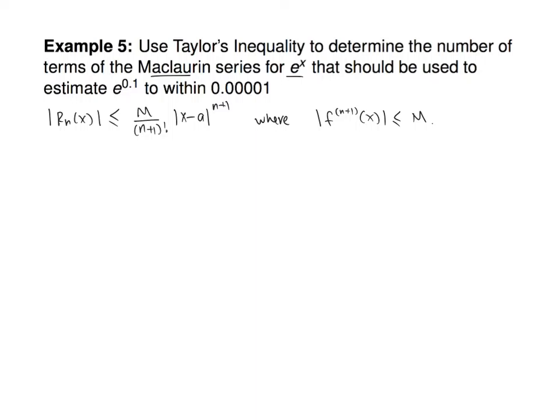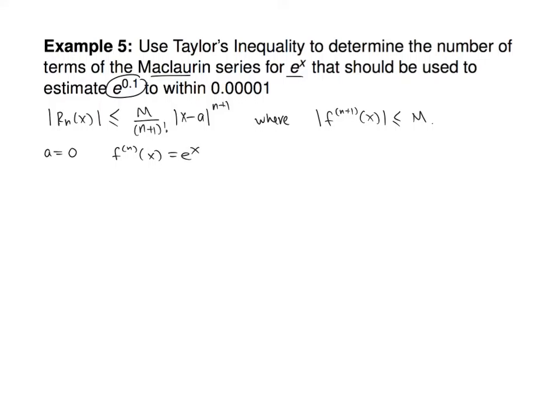So first of all, what do we know? We know that a is equal to 0, because we have a Maclaurin series, so that's easy to fill in. Can we look at the whole derivative thing then? We're asked to estimate e to the 0.1, so we need to figure out something about the derivative. What is the derivative of e to the x, no matter what? It's just e to the x.